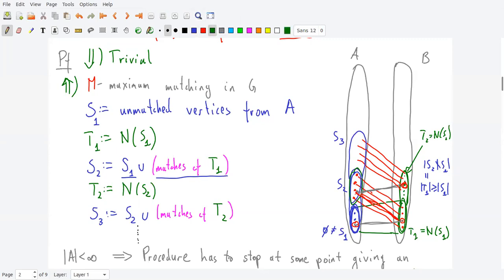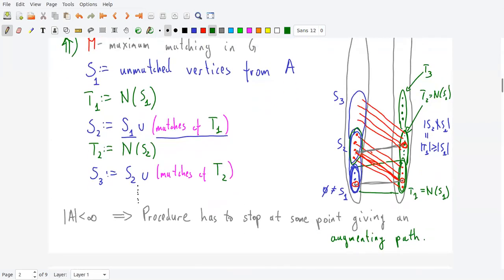So now we create S3, which is S2 plus the matches of the vertices matched to T2, and we see that S3 must again have some new vertices in the neighborhood T3, and so on. And again T3 needs to be matched, because otherwise I would see an augmenting path of length five, and so on. So this procedure could essentially work forever, meaning every time I'm allowed to construct the next set S3, the next set T3, S4, T4, and so on, every time making progress. However, the graph is finite.